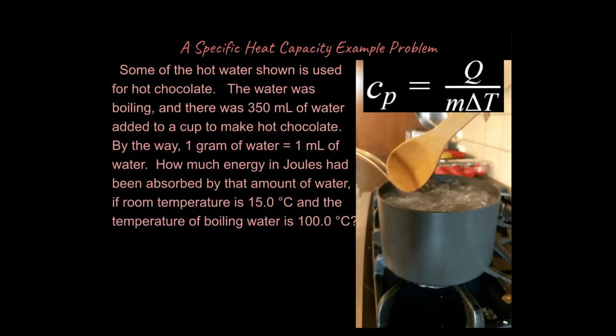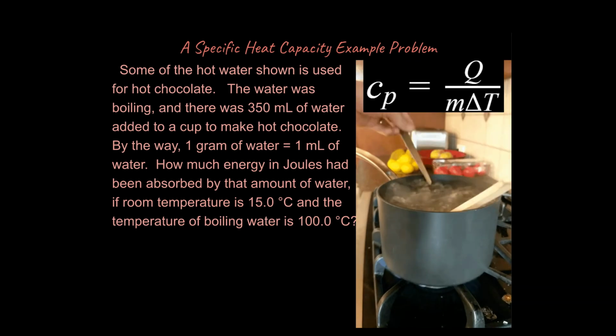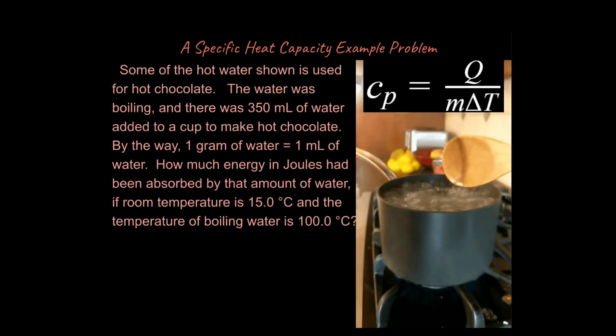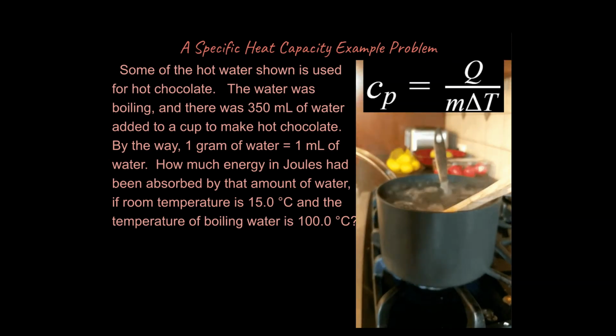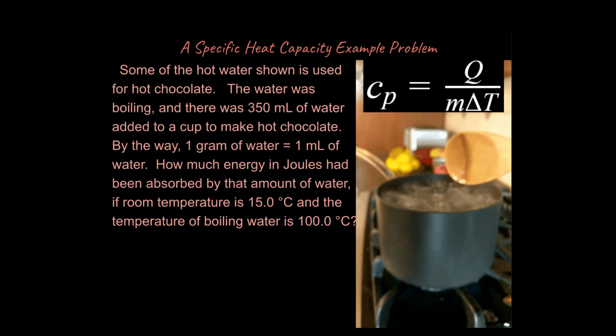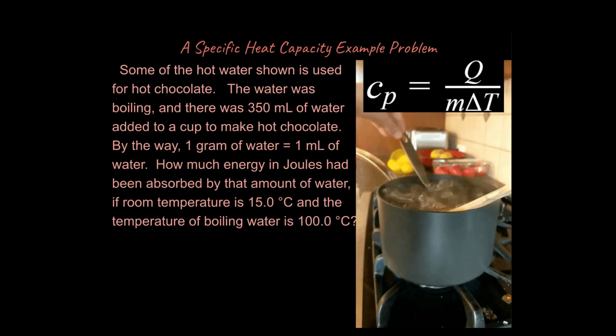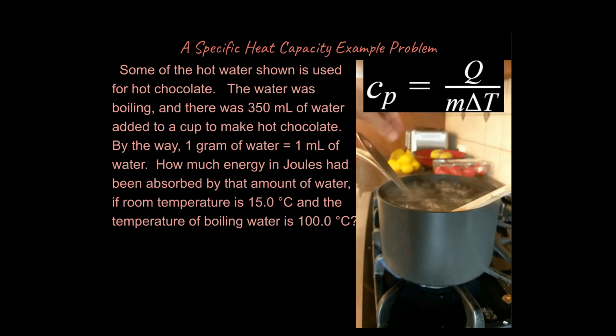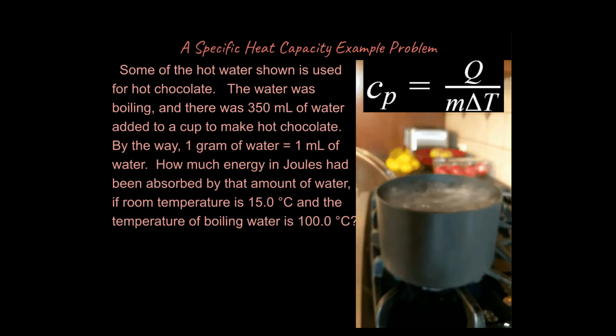All right, let's take a look at an example here and think about how you would do a calculation with this. So we're going to say some of the hot water shown is used for hot chocolate, and we have a mug that has 350 milliliters of boiling water added to it. And it turns out that 1 gram of water is equal to 1 milliliter of water. So the question is, how much energy in joules has been absorbed to bring that water from room temperature, which is a chilly 15 degrees, all the way up to 100 degrees Celsius?